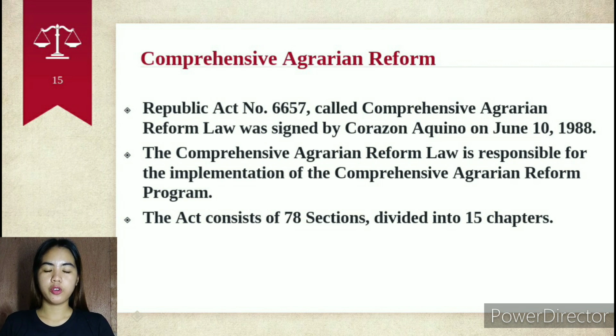Now for the agrarian reform that we are using, which is Republic Act number 6657, or the Comprehensive Agrarian Reform Law, that was signed by Corazon Aquino on June 10, 1988. The Comprehensive Agrarian Reform Law is responsible for the implementation of the Comprehensive Agrarian Reform Program. It means that CARP is the basis of comprehensive agrarian reform. This act also consists of 78 sections and is divided into 15 chapters.